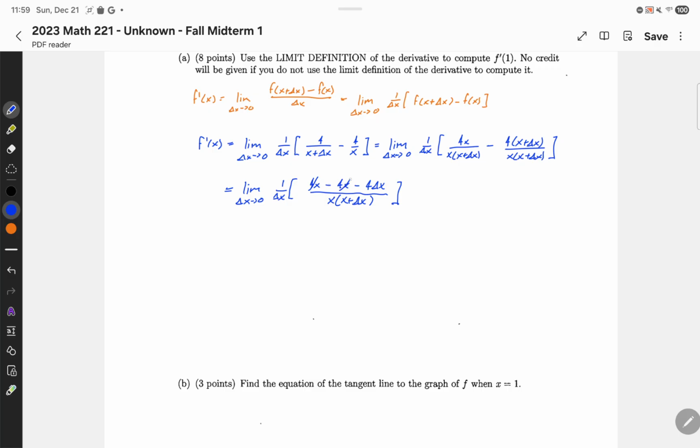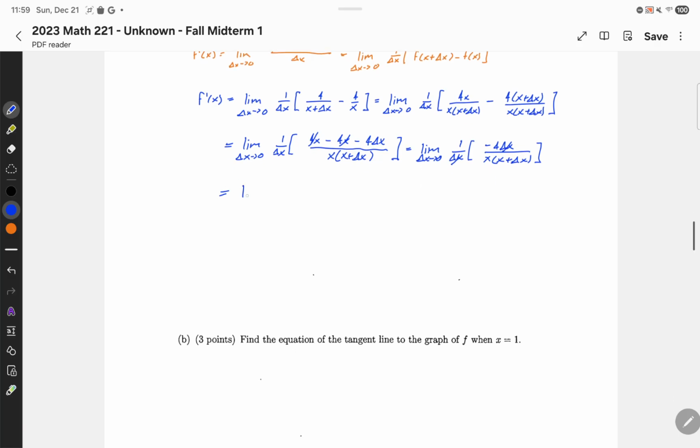Up here on the top, this 4x and this 4x are going to cancel, and we're just going to be left with the limit as delta x approaches 0 of 1 over delta x times minus 4 delta x, all of this over x times x plus delta x. And now at this point, this delta x and this delta x are going to cancel, and we're just going to be left with the limit as delta x approaches 0 of minus 4 over x times x plus delta x.